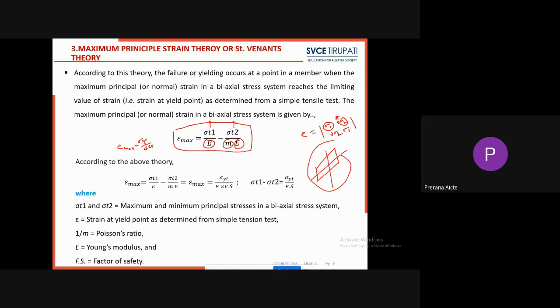But what is the formula we are going to use here? E maximum, or epsilon maximum, is equal to sigma T1 by E minus sigma T2 by m into E. It's a very important formula. Or sometimes we can write it as, if it is a triaxial plane, epsilon maximum is equal to sigma T1 by E minus sigma T2 by m into E, along with sigma T2 by E minus sigma 3 by m into E. In our biaxial plane, what happened? The sigma T2 value is 0. In triaxial plane, the sigma T3 value is 0. Yes or no? Do you understand?